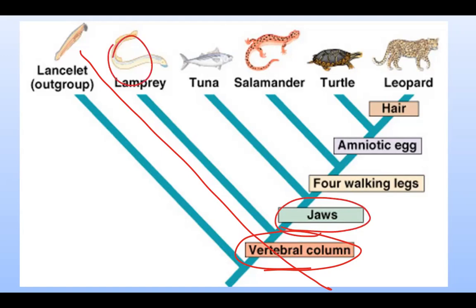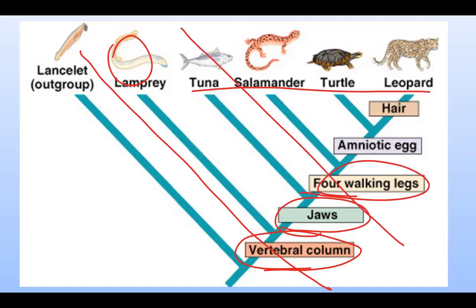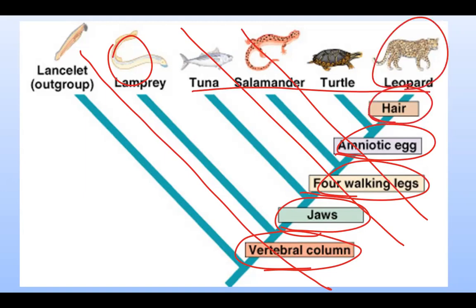Lamprey do not have jaws, so that separates all of these guys from the lamprey. Then you've got 4 walking legs, and that separates the salamander, turtle, and leopard from the tuna. Then you've got an amniotic egg, and that separates the turtle and leopard from all of the other ones. And then finally, hair is only shared by the leopard. So it eliminates species or groups of organisms that don't share that particular characteristic from everything else that does.